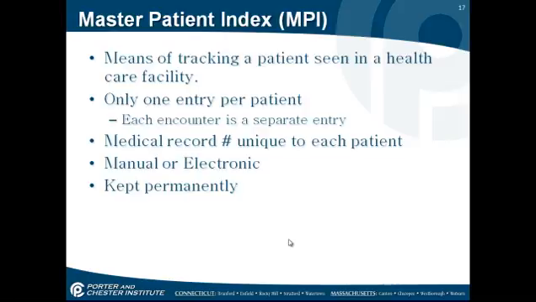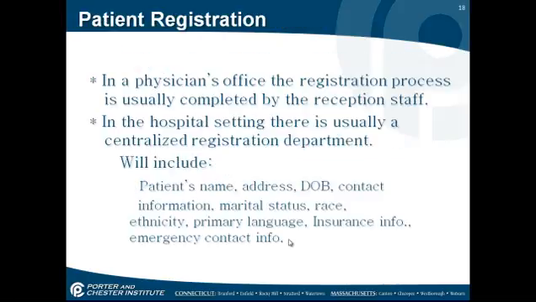All hospitals will have a master patient index, and this is a way of tracking a patient who is seen in this healthcare facility. There is only one entry per patient, and then each encounter is recorded separately. Each patient will have one medical record number that's unique to them, and it can be done manually or electronically, and it is kept permanently so that one patient has one number and everything that happens to that patient in that healthcare facility is tracked by that medical record number.